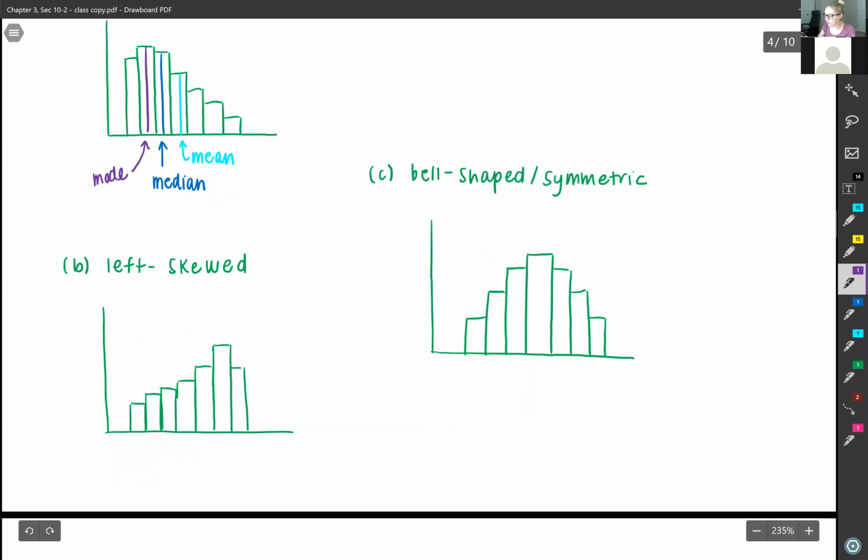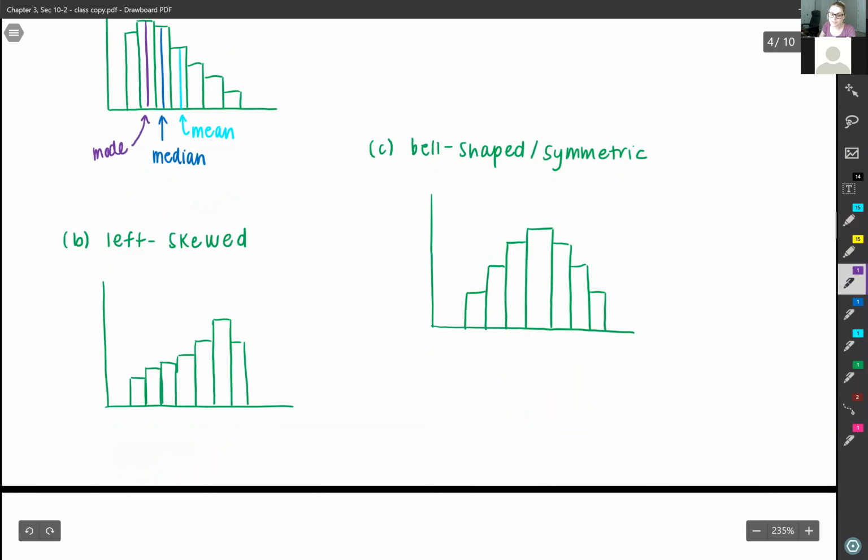Okay, and for a left skewed one, it's going to be about the opposite of what we just drew. So now on the right side, this one's going to be the mode because it occurs the most often. It's the peak or the highest bar here. And then we're going to have the median next to it. And because it's a left skewed distribution, the mean is going to be pulled off to the left.